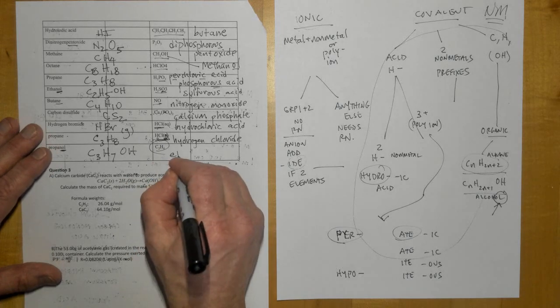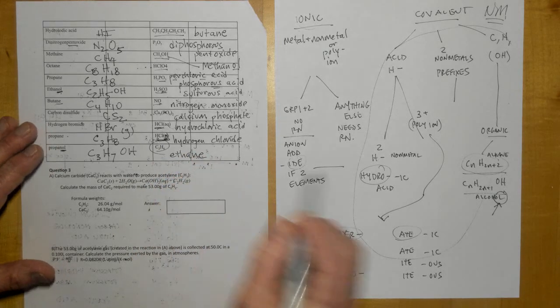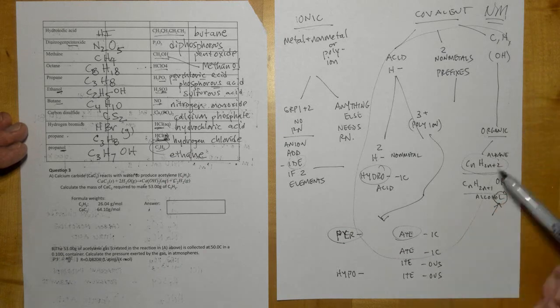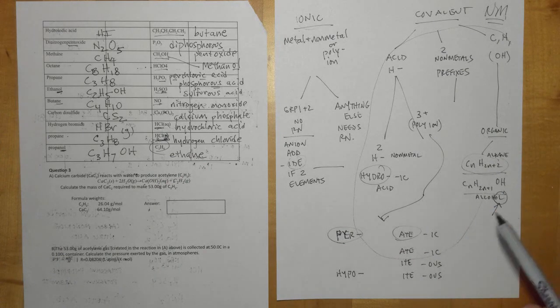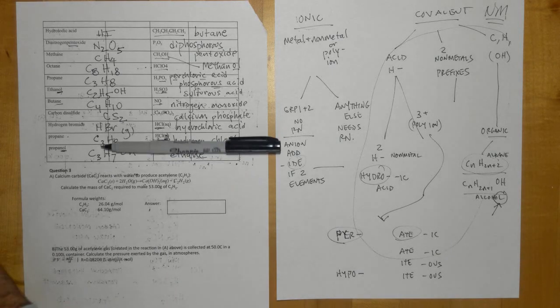C2H6, this would be ethane, because we have 2 carbons, C2H6 right here, and the prefix for that, of course, is eth, and then you put the ending ane on it. That is the naming and formula problem.